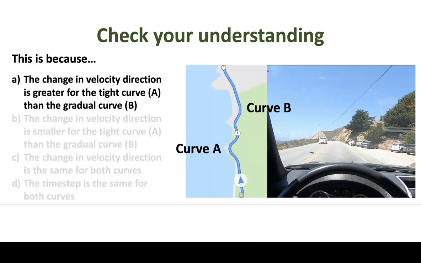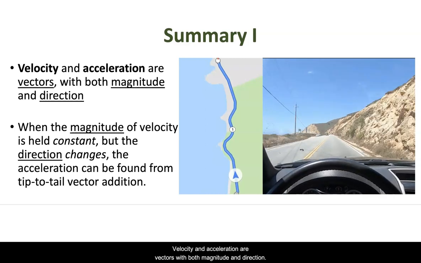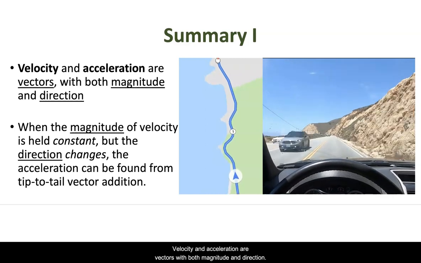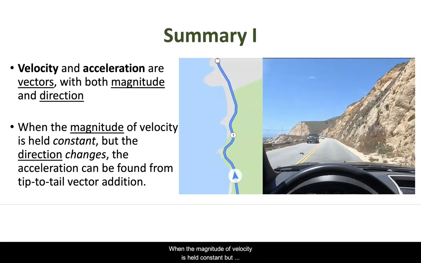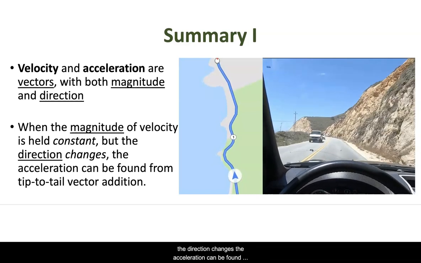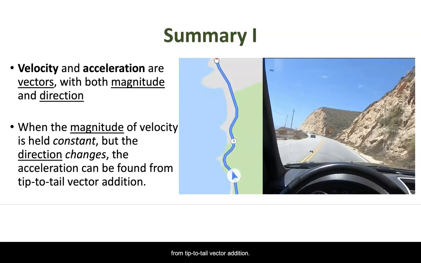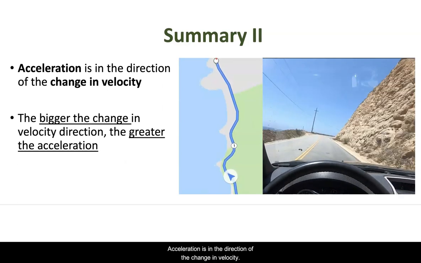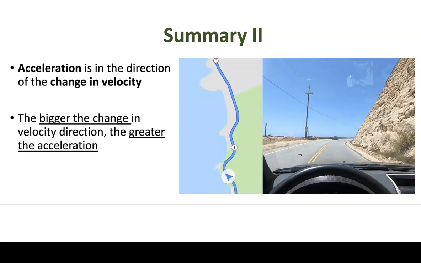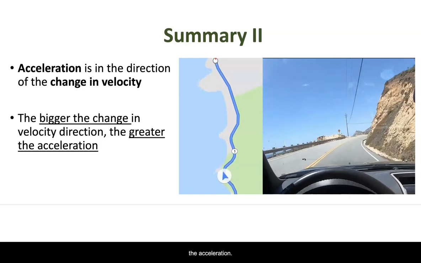In summary, velocity and acceleration are vectors with both magnitude and direction. When the magnitude of velocity is held constant, but the direction changes, the acceleration can be found from tip-to-tail vector addition. Acceleration is in the direction of the change in velocity. The bigger the change in the velocity direction, the greater the acceleration.